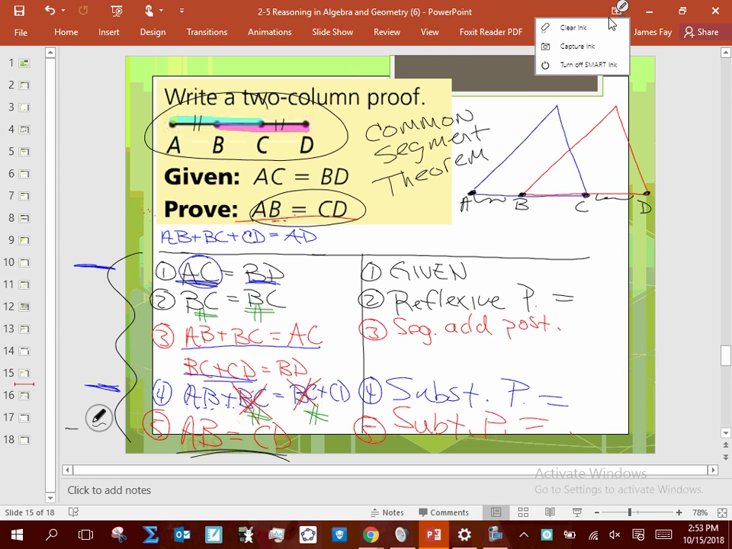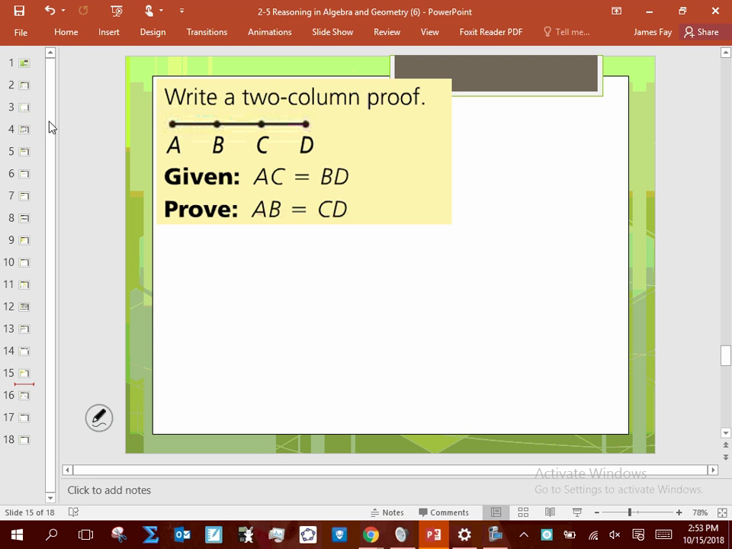Okay, basically to condense our work, to make our lines of thought a little bit more concise.